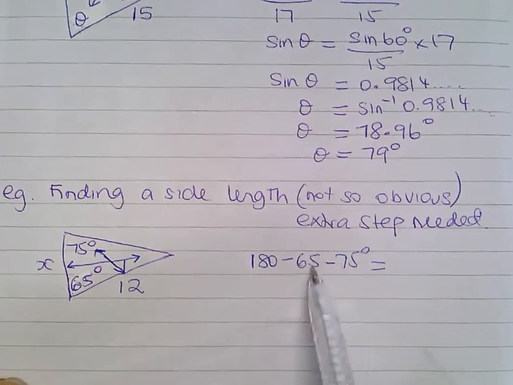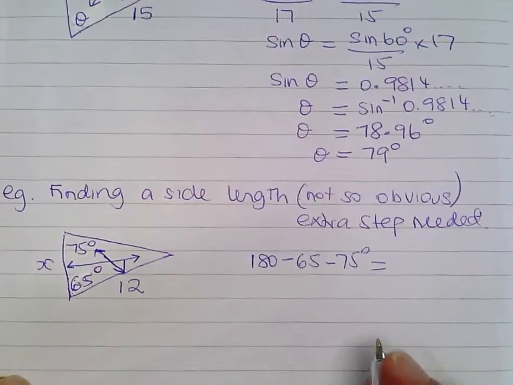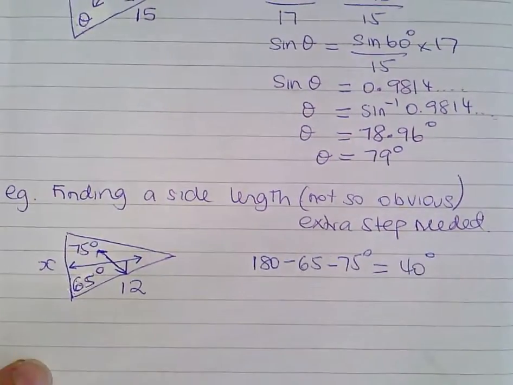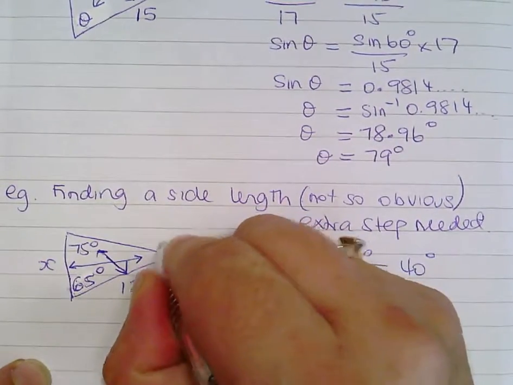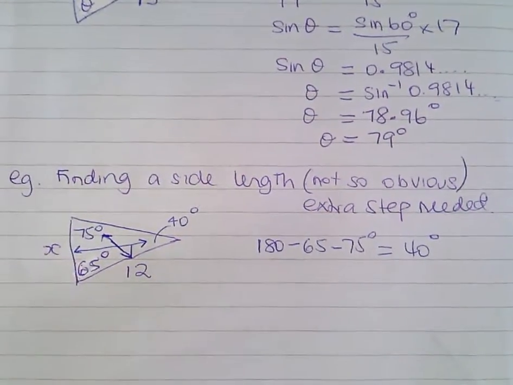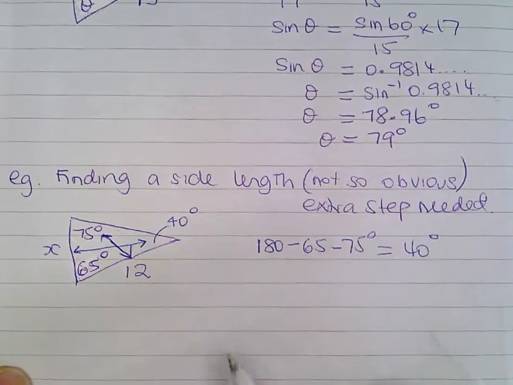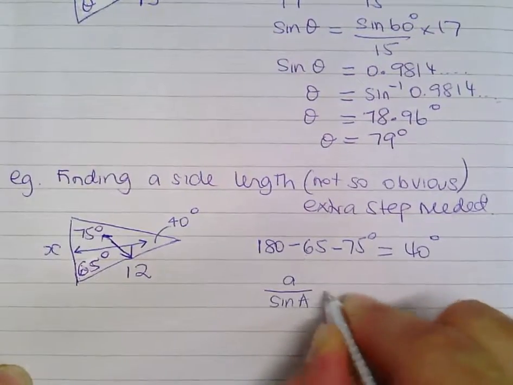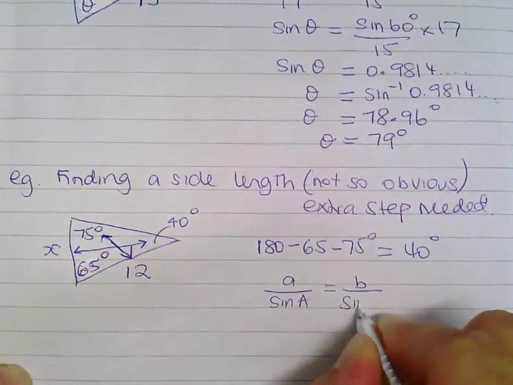So we've got, what is it? And I know it's not to scale. 40. So 40 degrees. So therefore, this angle in here, we've just worked it out, it's 40 degrees. So, which version of the sine rule do I use? A over sine A equals B over sine B. So I want to use this version. A over sine A equals B over sine B.